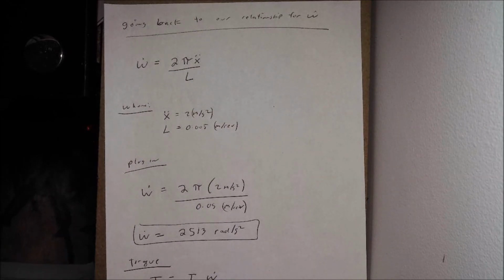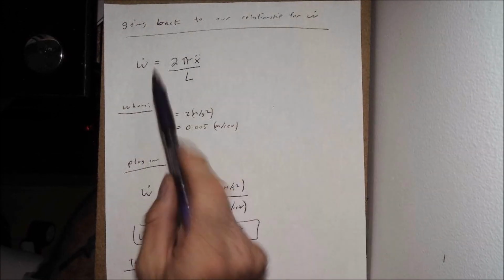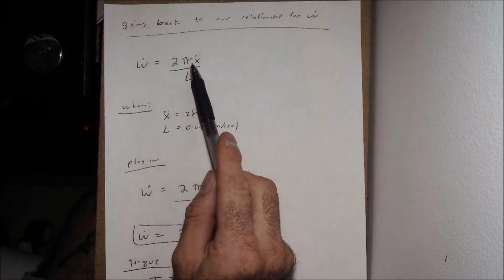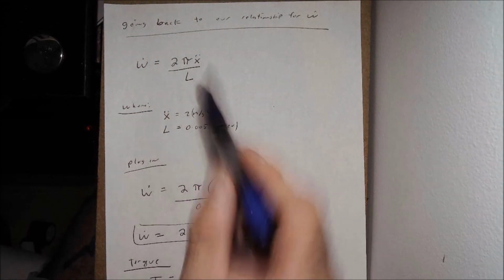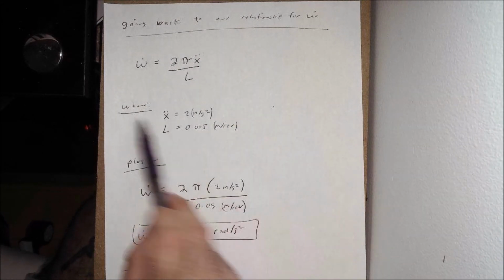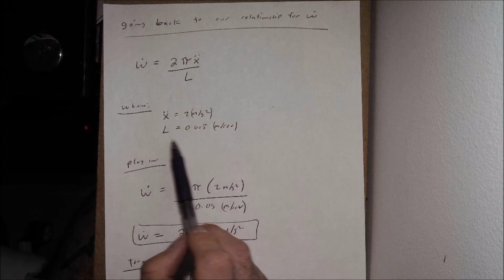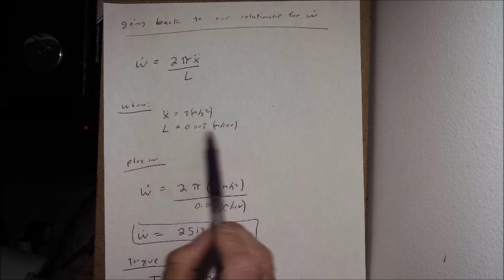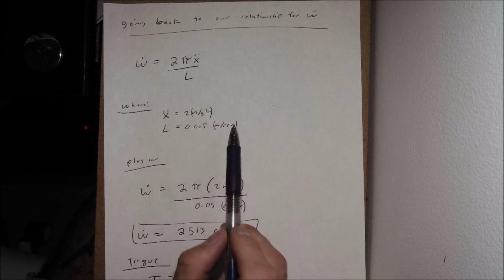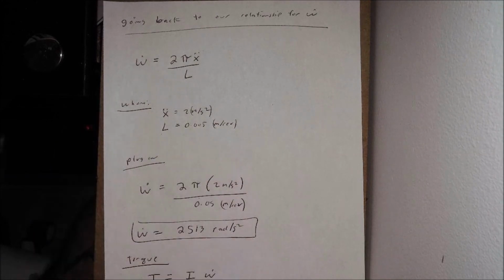So now we can go back to our relationship with omega dot and our torque. So we go back to our omega dot relationship here. Omega dot is equal to 2 pi x double dot divided by L, where this is our acceleration that we've just solved for on the previous page. So we know my x double dot is 2 meters per second squared that we just solved for. My L is given to me in the problem statement as 0.005 meters per revolution. So I can plug that information back into this relationship for my omega dot, or my angular acceleration.